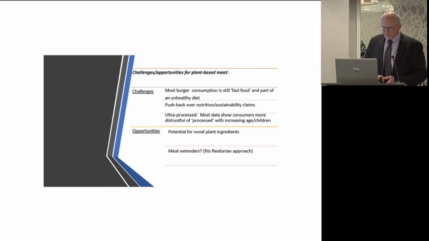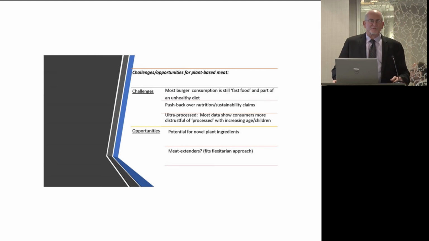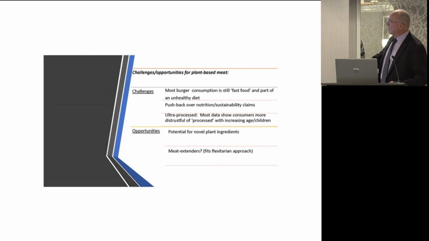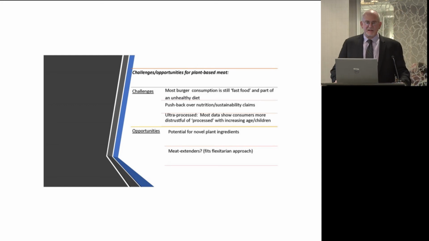So, opportunities and challenges for plant-based meat. One of the challenges is that burger is still considered fast food. Sure, there are burgers we cook on the grill at home, which can be healthy, but most of them are a fast food meal, high in fat, high in added sugars, very high in calories. There's going to be pushback over the nutrition and sustainability claims, and then you've got to admit it, it is an ultra-processed product. How are we going to get around that term, ultra-processed, for people that don't want that?